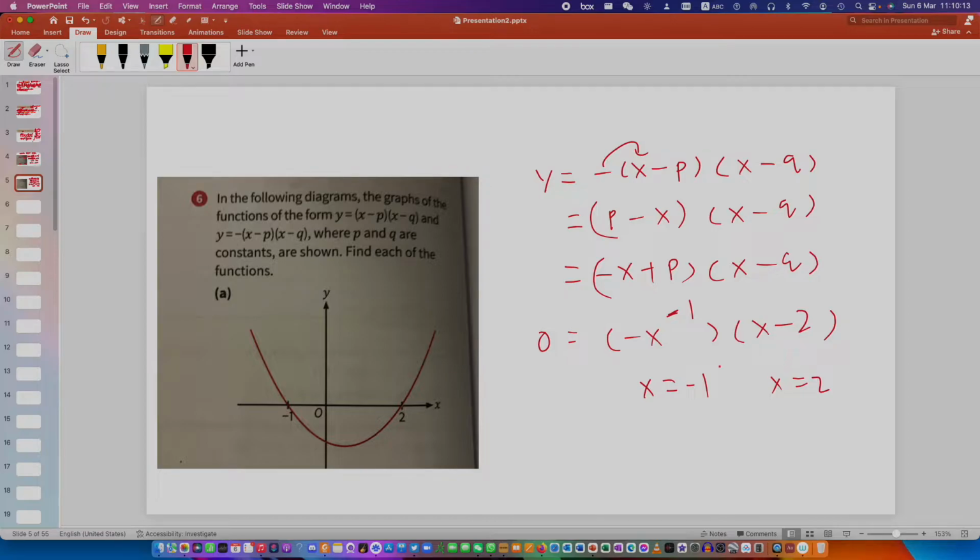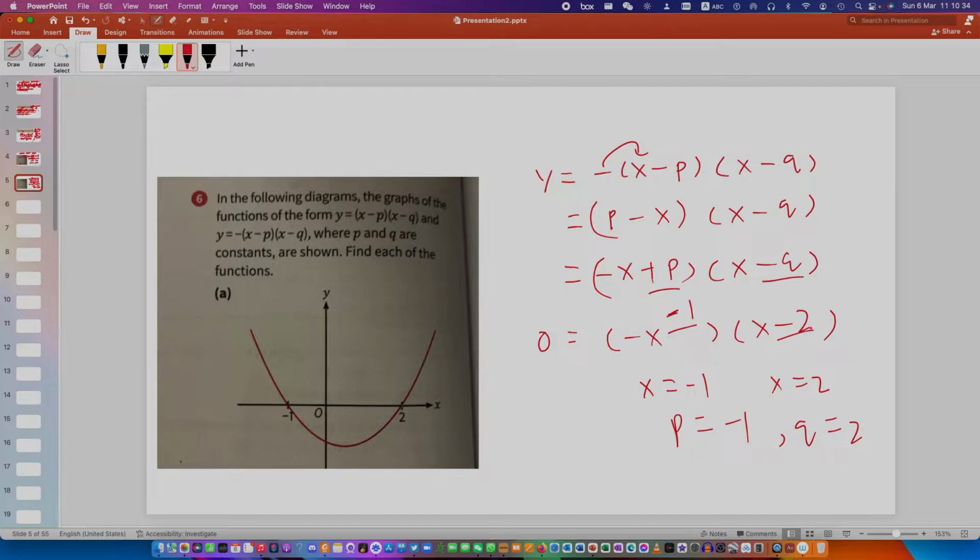Okay? So p is equal to -1. Then q is equal to 2 when you compare. Comparison. Okay? Clear? Alright? Oh yeah, also I wanted you to check this, whether my sketching is correct.